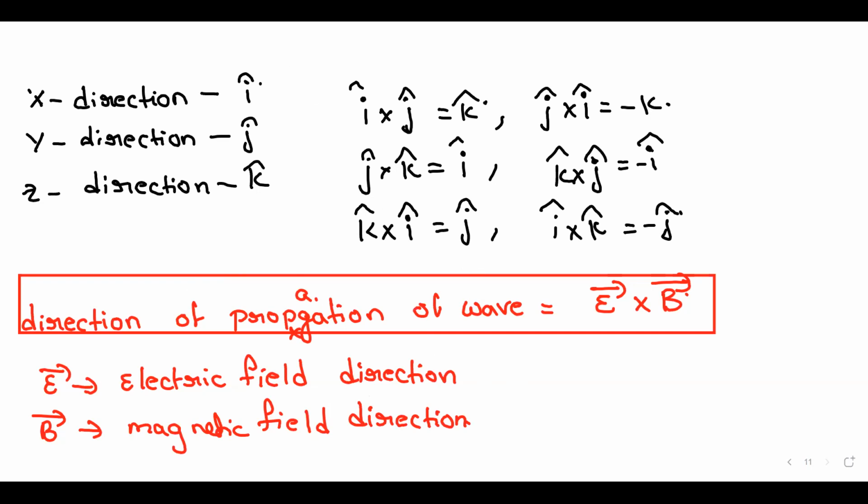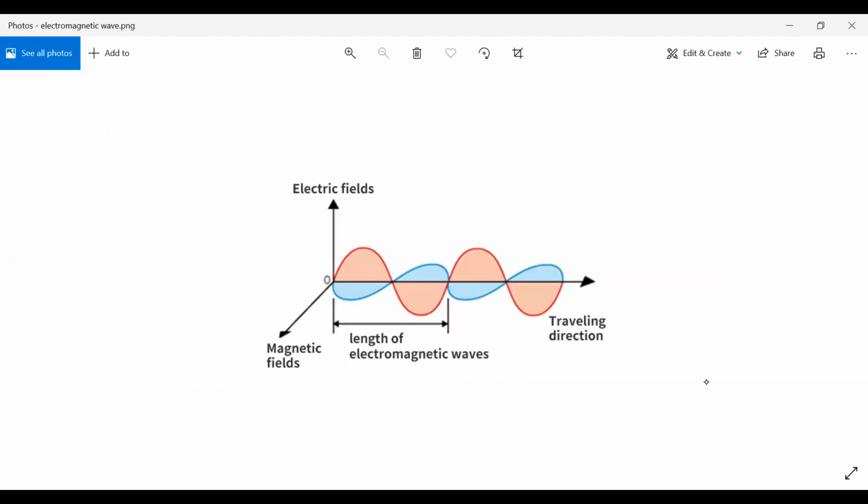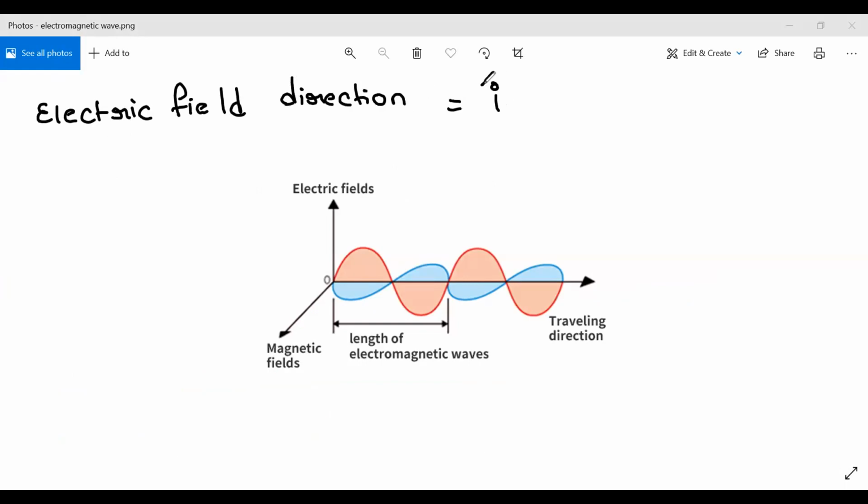Now if we go to the previous diagram, what is the direction of the electric field? x. So the electric field direction, can I say it as i cap? Yes, sir. Magnetic field direction? y direction, j cap, sir. Nice.